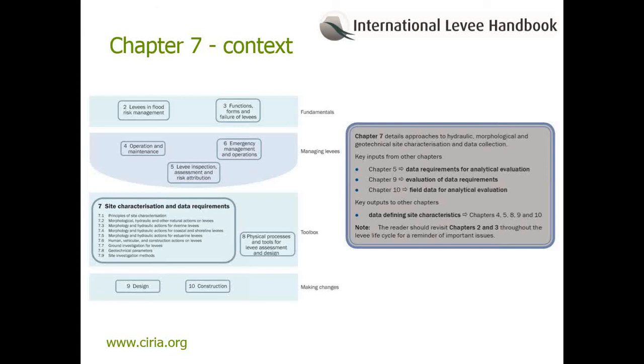This slide shows the main content of Chapter 7 and how it interacts with the rest of the ILH. It's a toolbox chapter supporting Chapters 4, 5, 8, 9 and 10, and is not intended to be read from beginning to end, but is designed to be dipped into to answer the question, how do I?